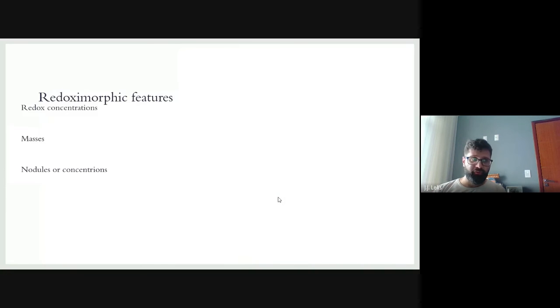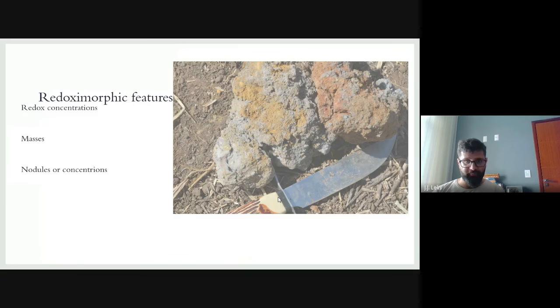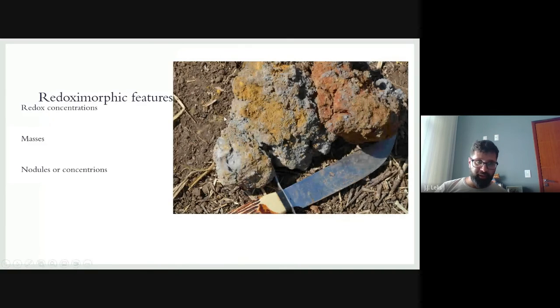And this feature, these redoxomorphic features, the nodules, the mottles, or the concretions, could be described as redox concentrations: masses, or nodules, or concretions, okay? So we can see in these cases some masses like this one, where we can find a specific material. We have just a cloud of material inside a horizon that presents gray colors.